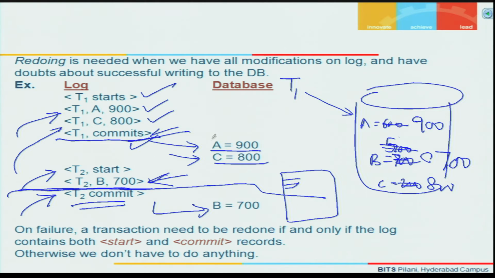That is why the updates made by this transaction T1 will be redone. What is redoing? Take the new value of A and the new value of C and then forcibly write them onto the database. That is called the redo operation.